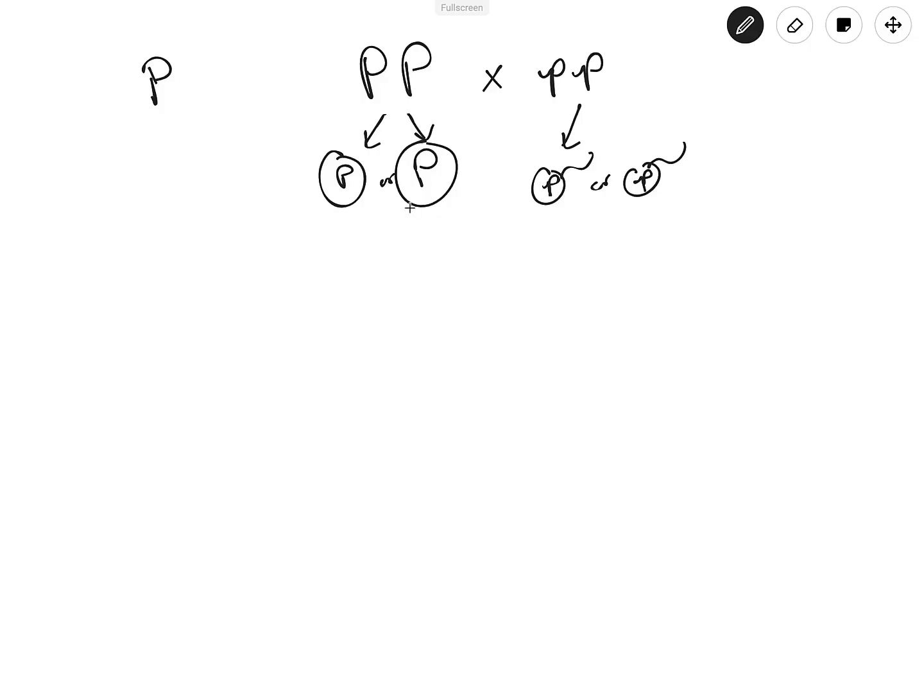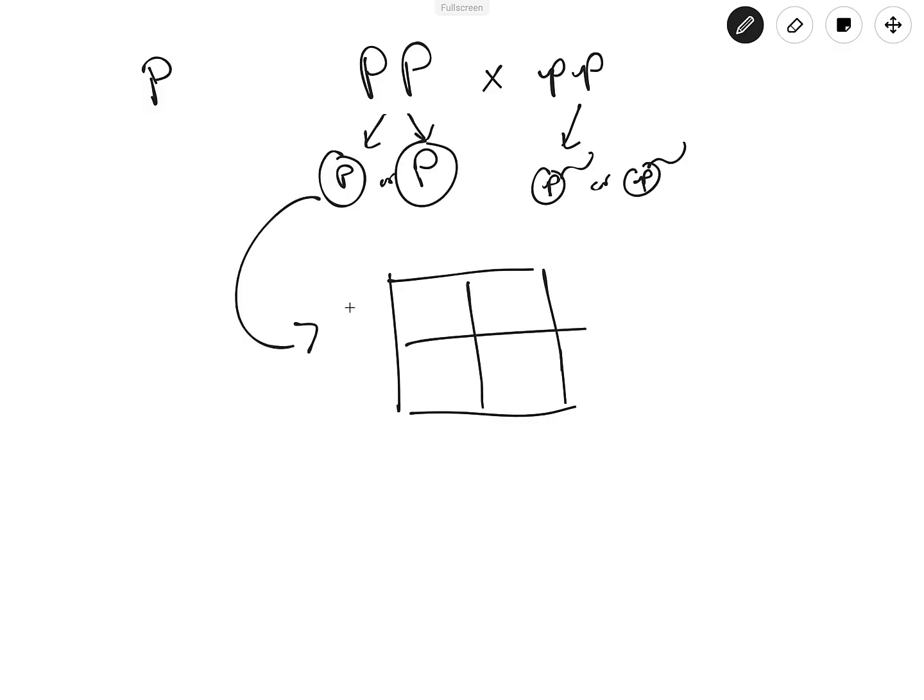So I have 2 gametes from mom, 2 gametes from dad, so I need a 2 by 2 Punnett square. I will take the mom's gametes and put them over here, and dad's gametes over here. Then all we have to do is combine all of the possible combinations, and we just drag them across and drag them down. So big P, little p, big P from mom, little p from dad, big P from mom, little p from dad, big P from mom, little p from dad.